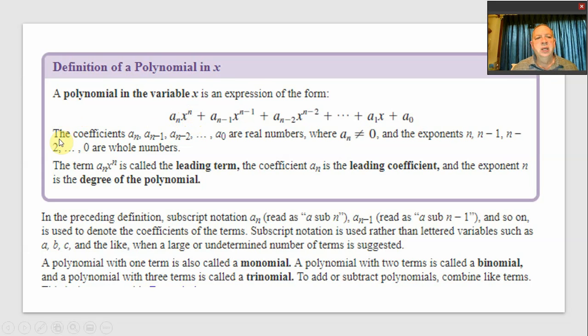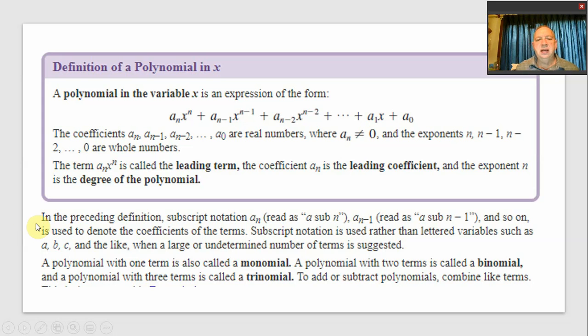Okay. So the coefficients a_n, a_{n-1} are real numbers. a_n is not equal to 0 because that would make the leading term 0, and you don't want that. You would be starting with the next one. And the exponents n minus 1, n minus 2 are whole numbers. The term a_n x^n is called the leading term. This is the highest power term. The coefficient a_n is the leading coefficient, and the exponent n is the degree of the polynomial.